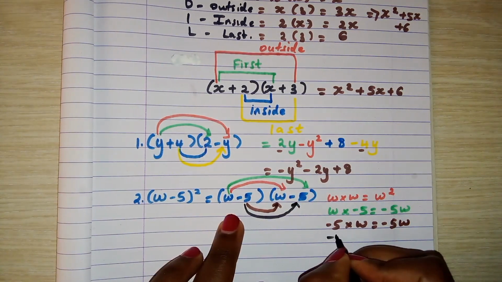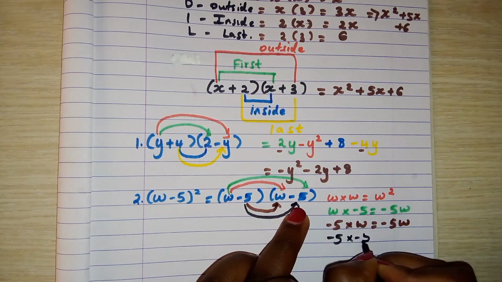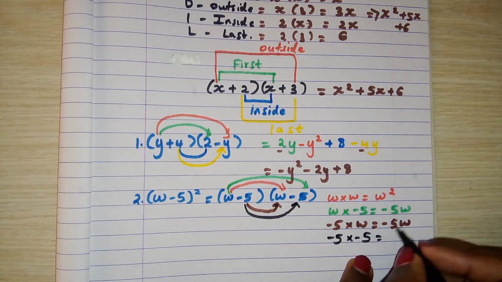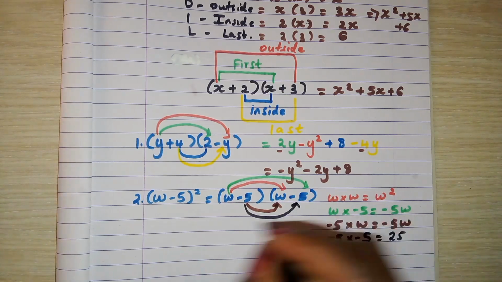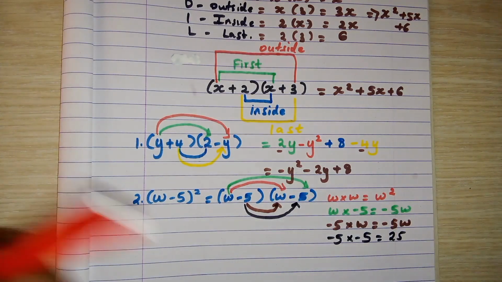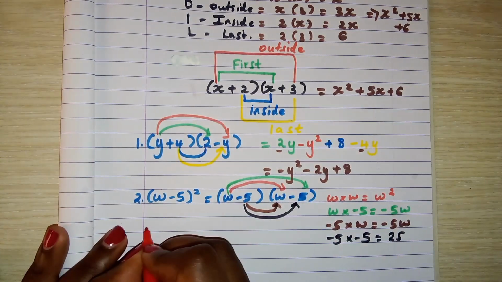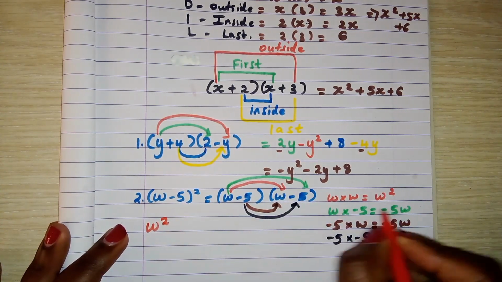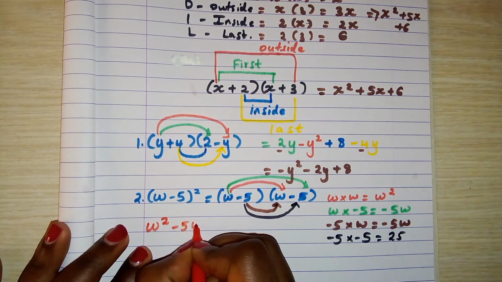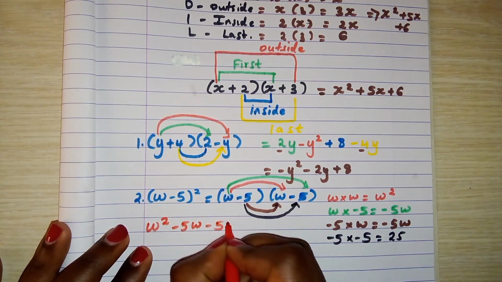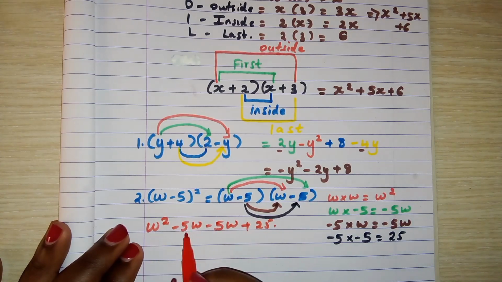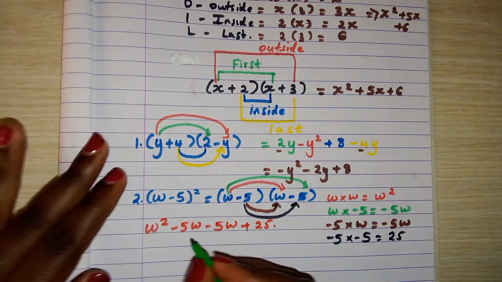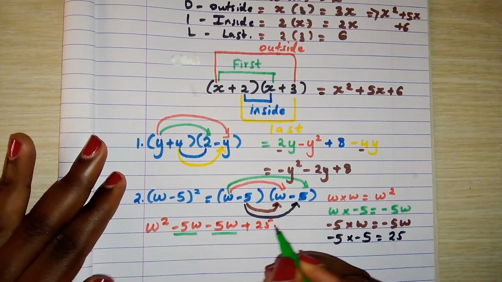So negative 5 times negative 5, two negatives becomes a positive, so 5 times 5 is 25. So now we can put the terms together. So we have w squared, then we have negative 5w, another negative 5w plus 25. So the like terms we have are negative 5w and negative 5w.